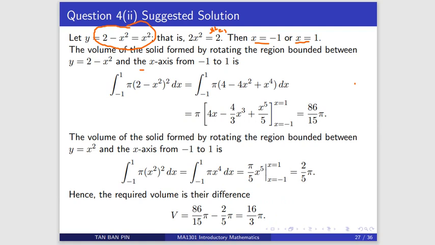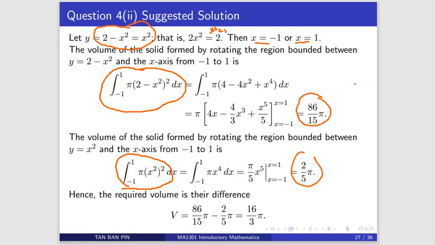So that's why you integrate from -1 to 1 pi times (2 minus x squared) squared dx, and then you subtract the integral from -1 to 1 of pi x squared squared dx. So you should be taking 86 over 15 pi minus 2 pi over 5, and so the volume formed by the region bounded between the two curves about the x-axis is 16 pi over 3.